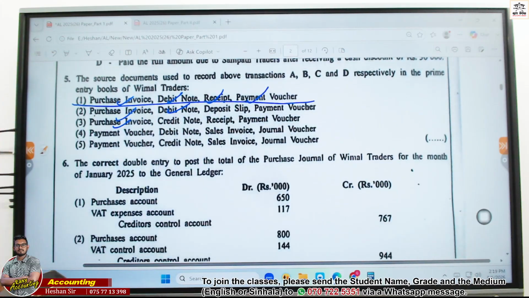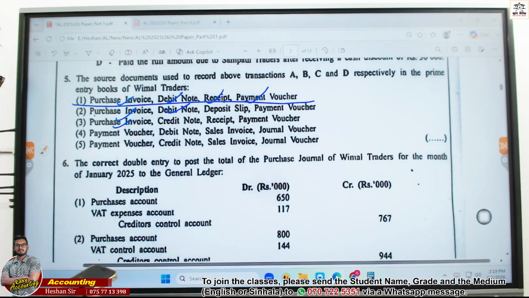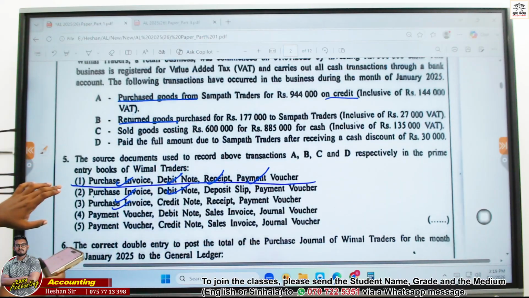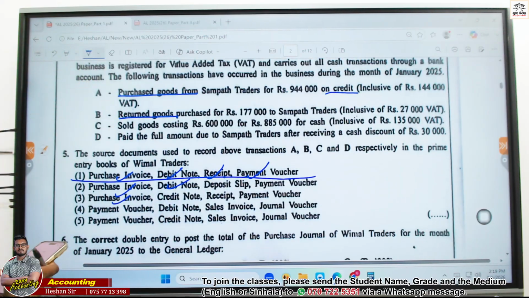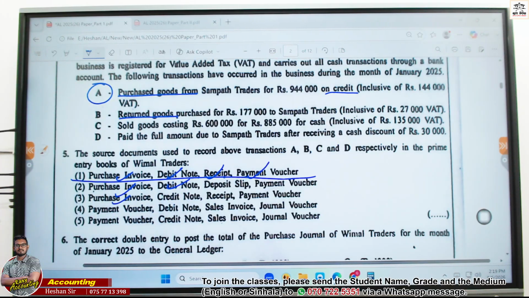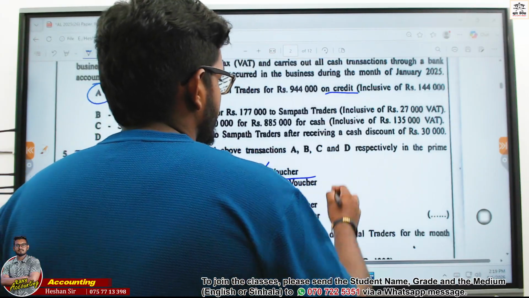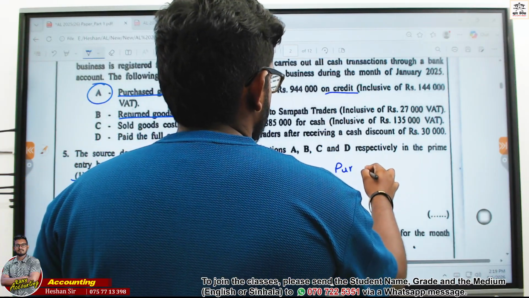6. The correct double entry to post the total of the purchase journal of Vimal Traders for the month of January 2025 to general ledger, right? Let's see what are the things recorded under purchase journal. Purchase journal comes only this one, right? So it is inclusive of VAT. Now purchase account debit how much?